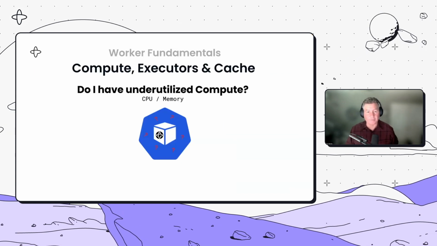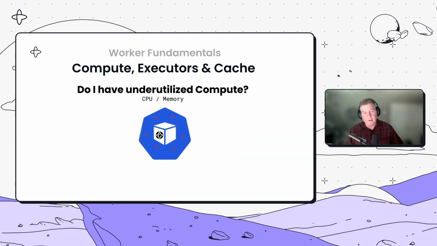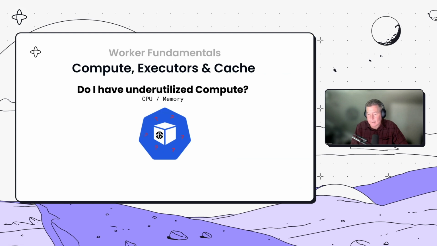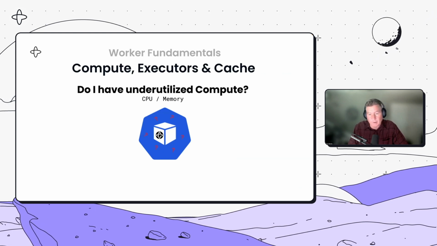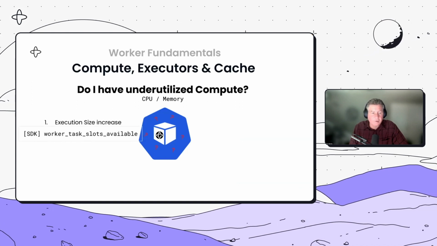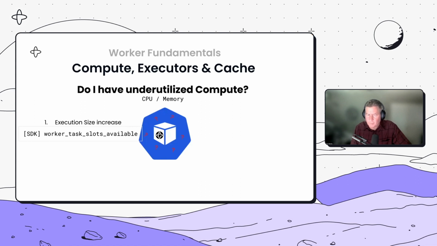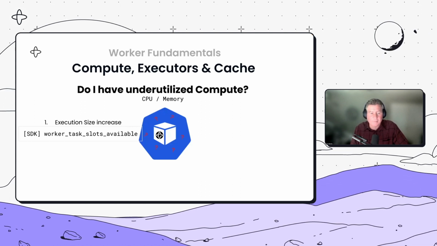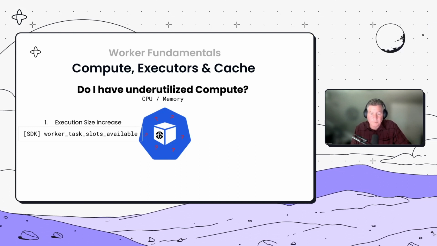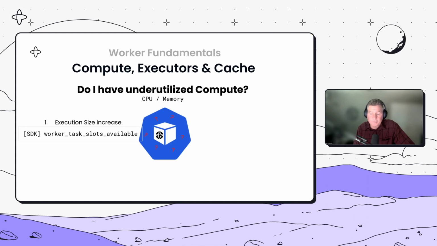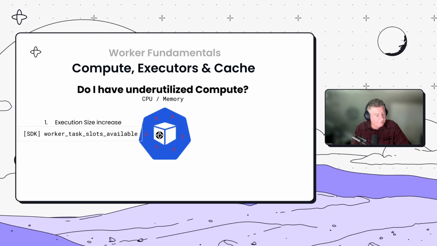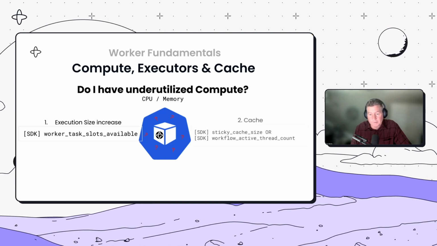Okay, so I'm going to just kind of fly through this bit. The other question that we would want to be asking is, do I have underutilized compute resources? Can I use more on the host that my worker is running on? And like I alluded to earlier, first, what I would do is take a look at your worker task slots available metric and be sure that that's not consistently getting dropped down to zero. It's possible that if you do have more resources available based on your compute metrics, then you can increase those to use more of the resources there.